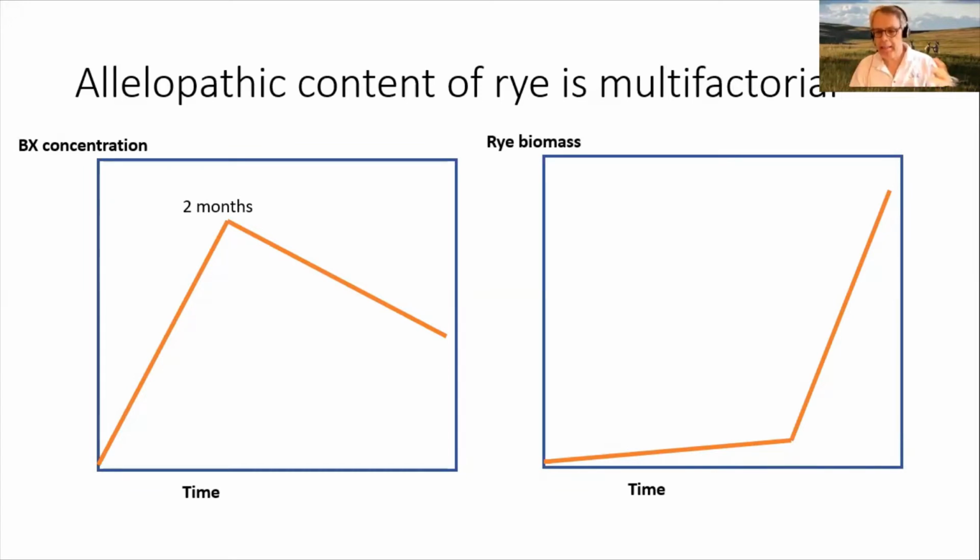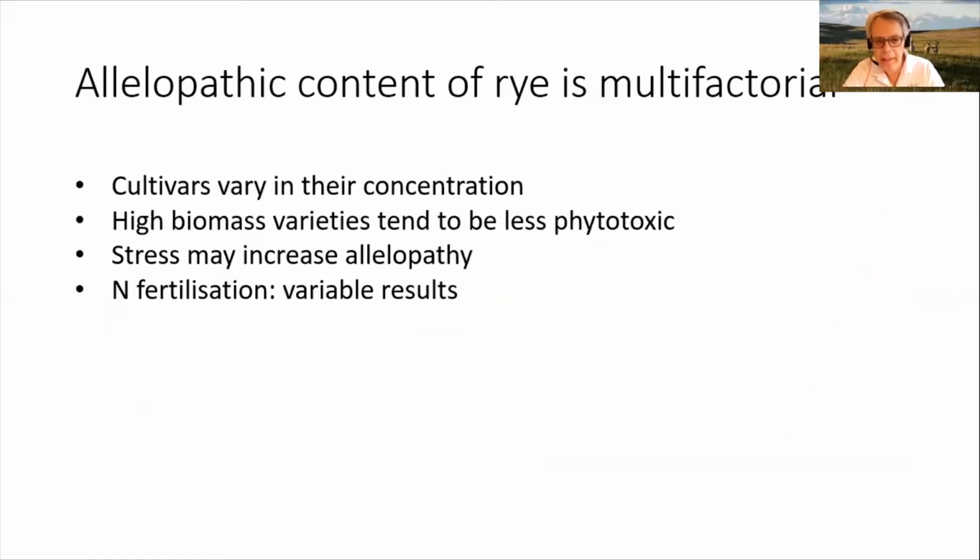So it will vary. In the end, you may get the same amount, but it will vary a lot according to cultivars, conditions, soil type, temperature, etc. So it's a little bit like buying a herbicide, and the concentration of the active is not written on it. You have to guess, and that's why people have different results with rye and other cover crops as well when you look at allelopathy. And I think the next slide is the fact that it's multifactorial.